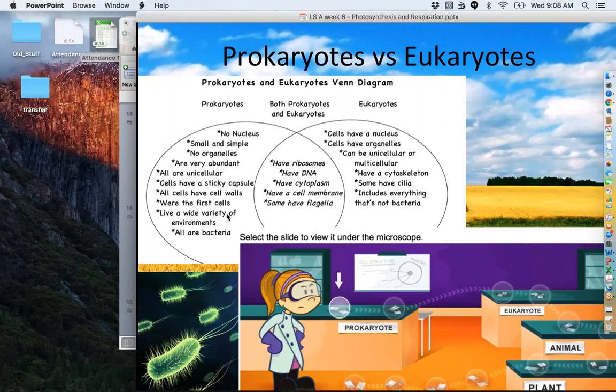So there are eukaryotes that aren't animals or plants. And the ones that are on the floor here, when you get to the end, you're going to have to, I guess, decide which table they're supposed to be on. So that's how that goes.